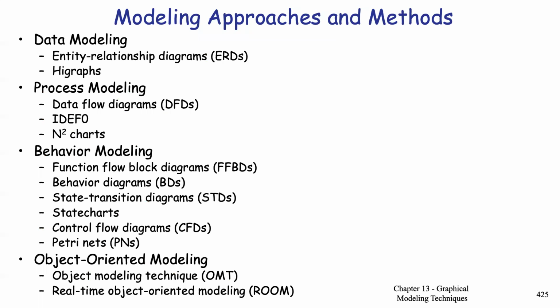So in this chapter, it's like a how-to or a handbook on quite a number of different modeling approaches. We have elements here for data modeling, for process modeling, for behavior modeling, and then there's a couple examples for object-oriented modeling. And so we're going to walk through examples of each of these.